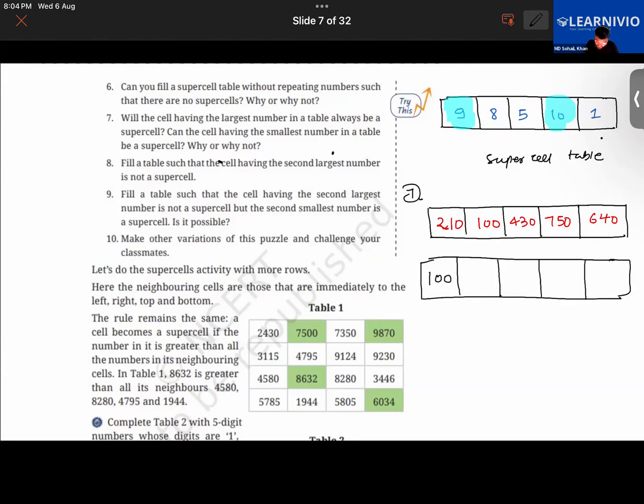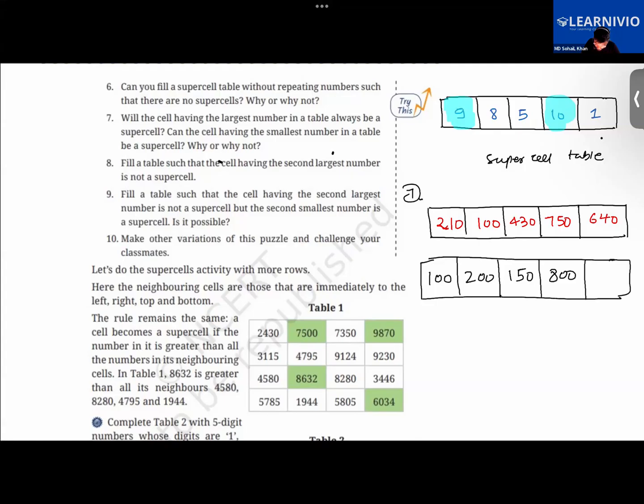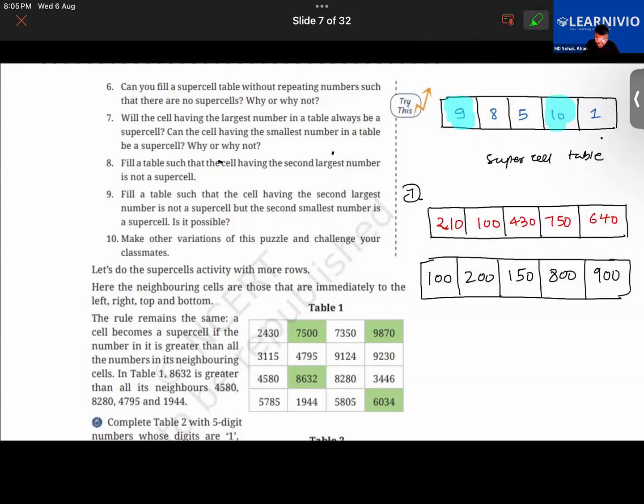Say we have taken 100, 200, 800, 150. And we have taken, let's say, 900. So in this, which are the supercells? 200 and 900. 200 and 900 are the supercells. Good.